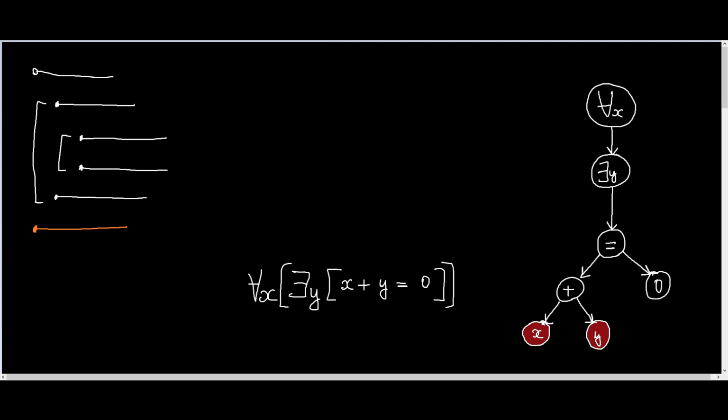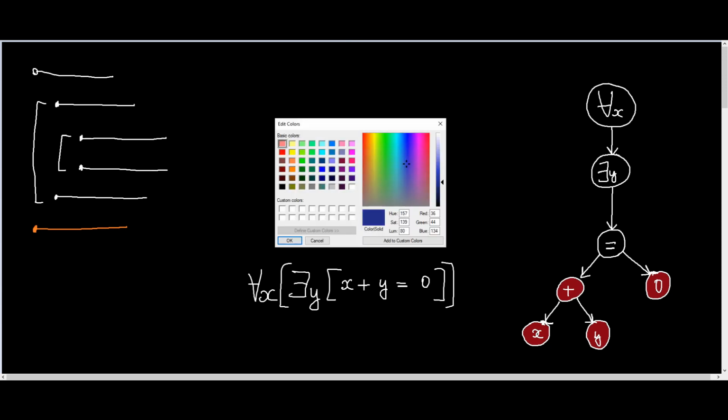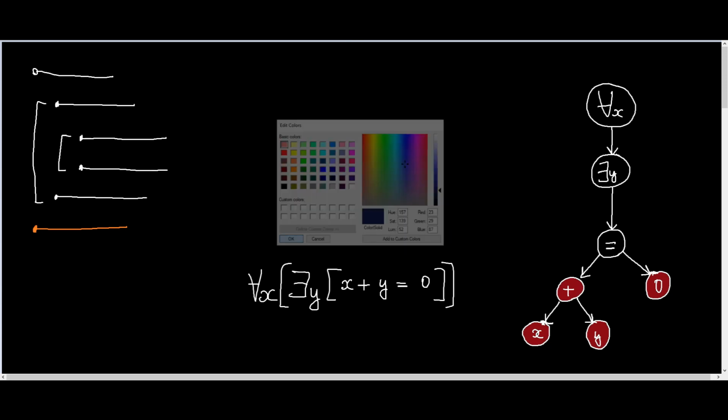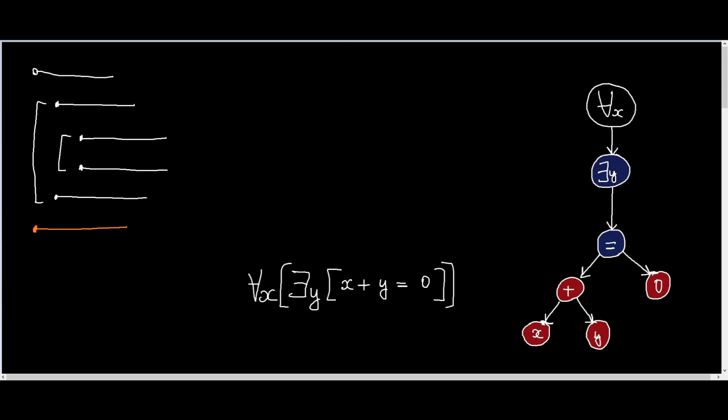X plus y, which is represented by this node, is a term as well, and 0 is a term as well. But equality is no longer a term. Equality is a formula, because equality can be true or false, right? And so let's use a different color for that. Let me use something of this kind for representing the formulas. There we go.